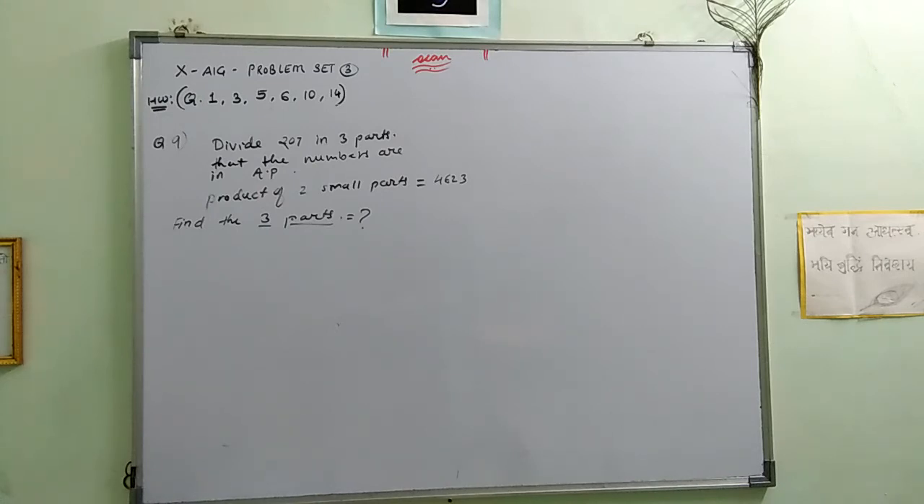So sum of those parts is 207 and the product of two small parts given is 4623. Using them we have to find 3 parts.